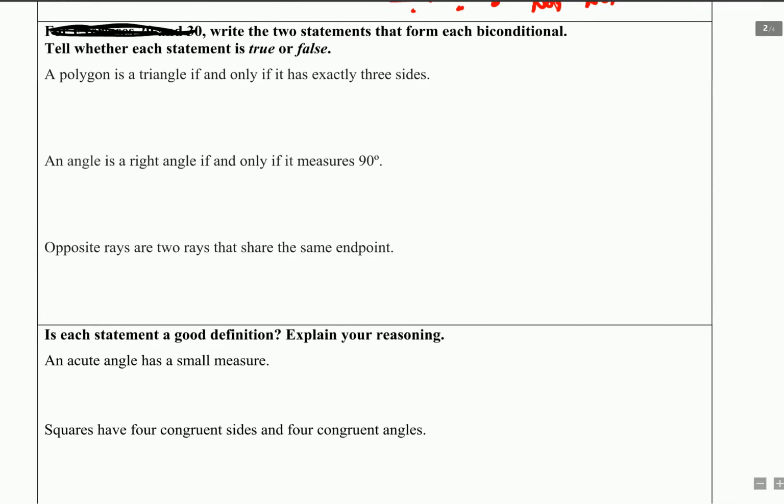Write two statements that form each biconditional. So we are now just splitting up our biconditional into its conditional and converse. So we take our if and only if, and then we have our two statements. So a polygon is a triangle if and only if it has exactly three sides. So the first one, we go forward.